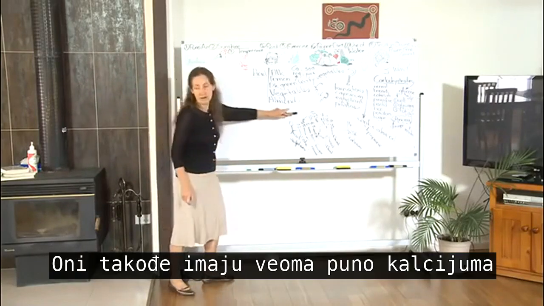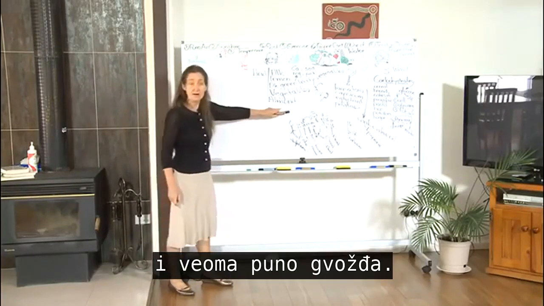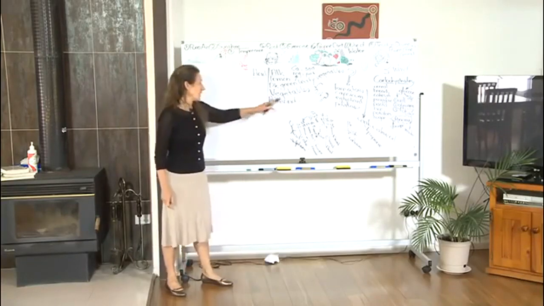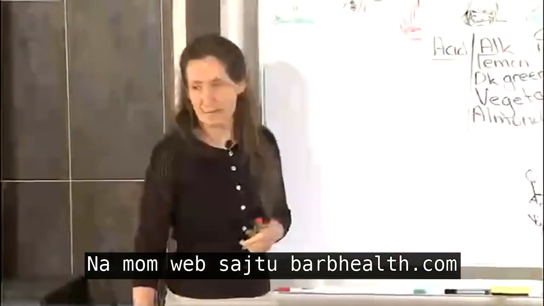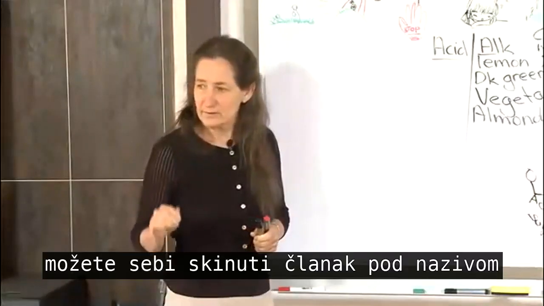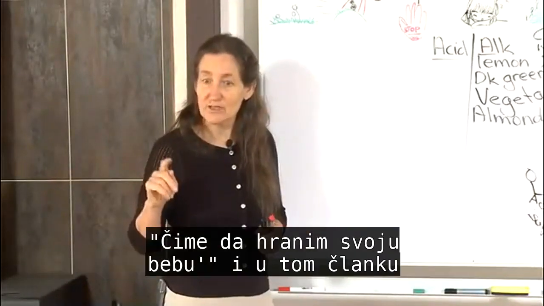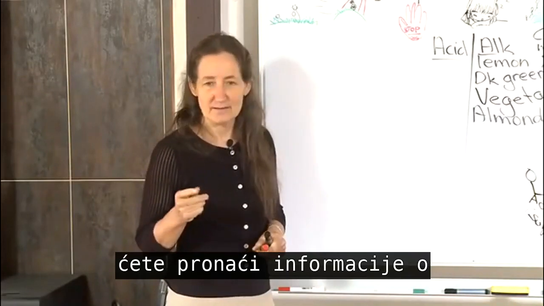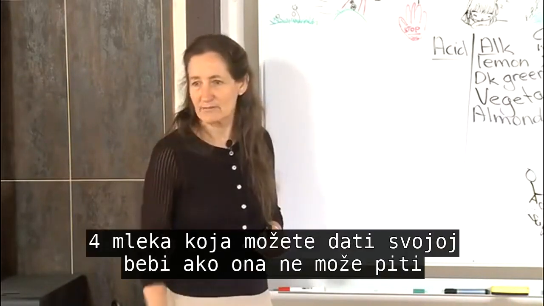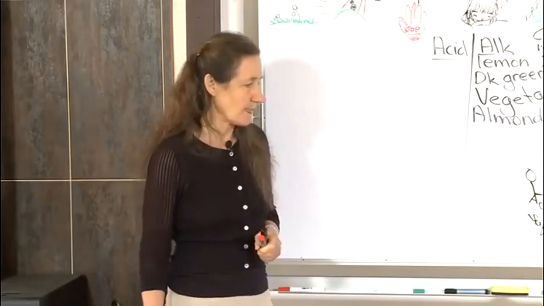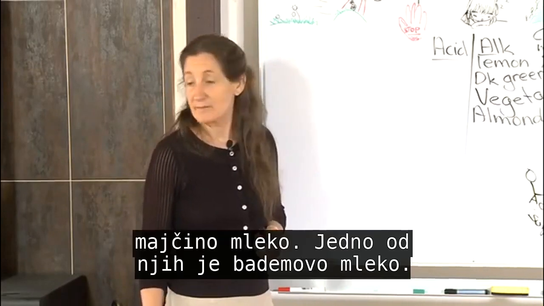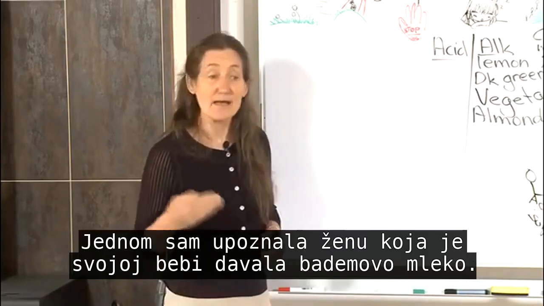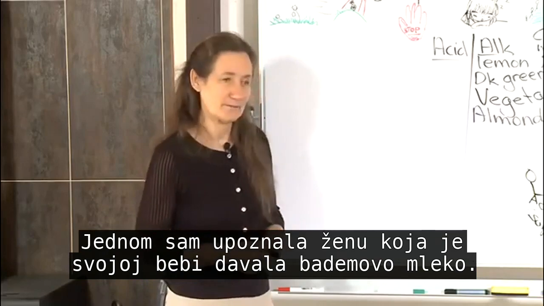They are also very high in calcium. They're also very high in iron. On my website, barbhealth.com.au, you can download an article called What Shall I Feed My Baby? And in that article, it talks about 4 different milks you can give the baby if the baby can't take the breast milk. And one of them is almond milk. And I met a lady one day who gave her baby almond milk.